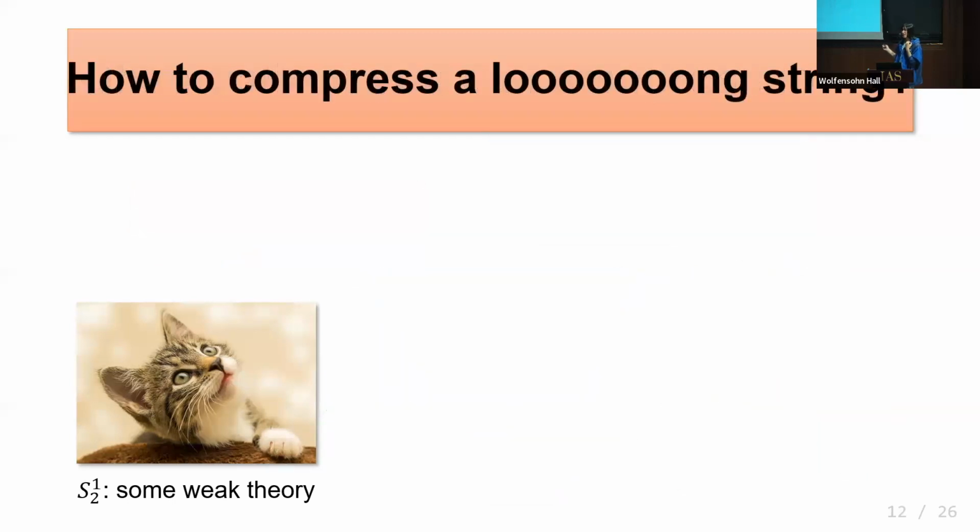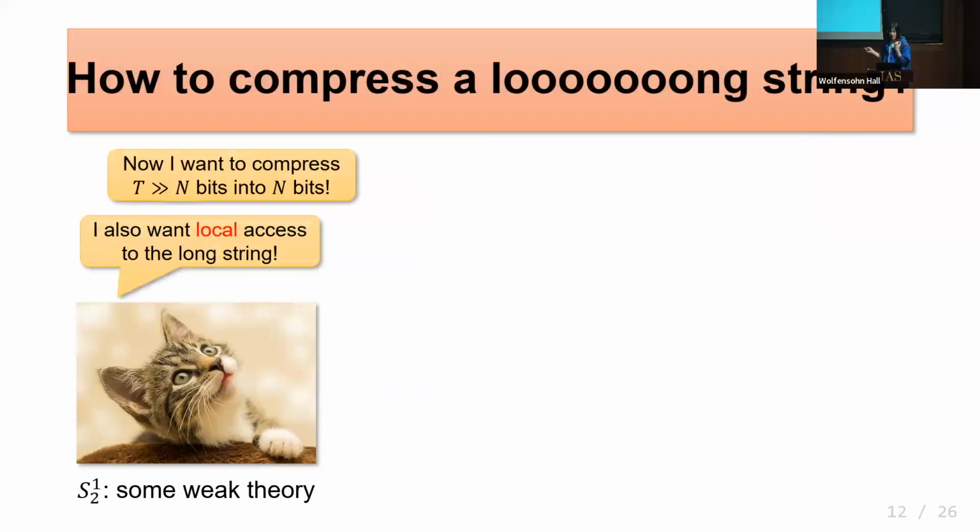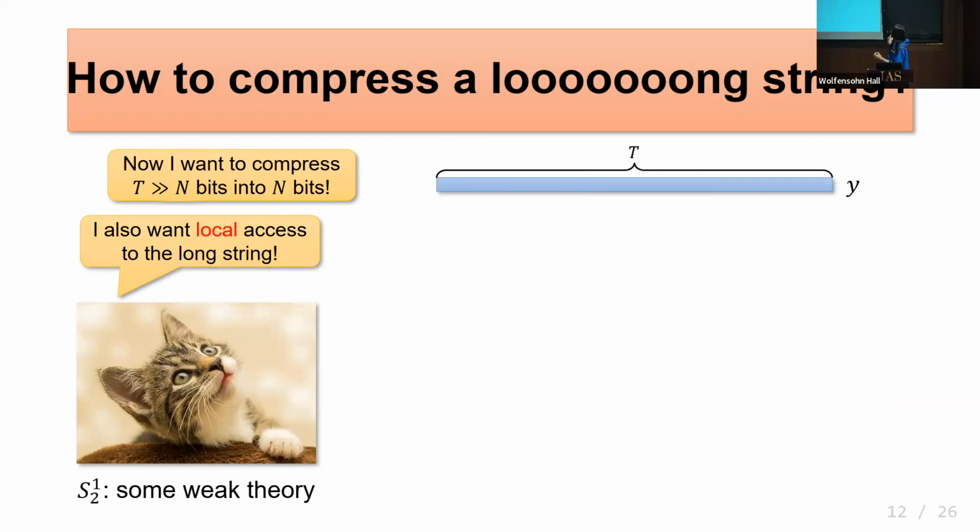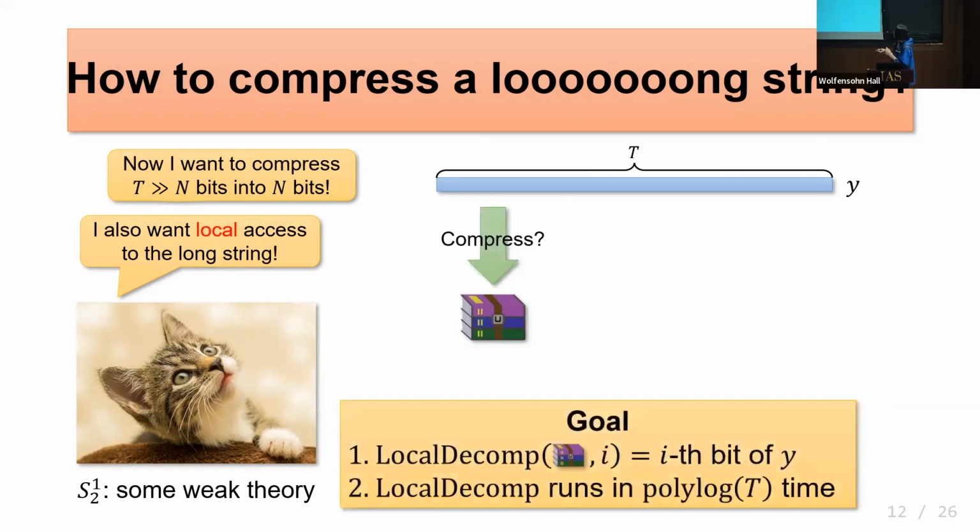And even that is not enough. We can do something fancier. We want to compress a super long string T into capital N bits, while we also want local access to the long string. What is local access? It means given an index i, I want to compute the ith bit of T very fast. We don't need to reconstruct the whole string T. We can get the ith bit in polylog T time.